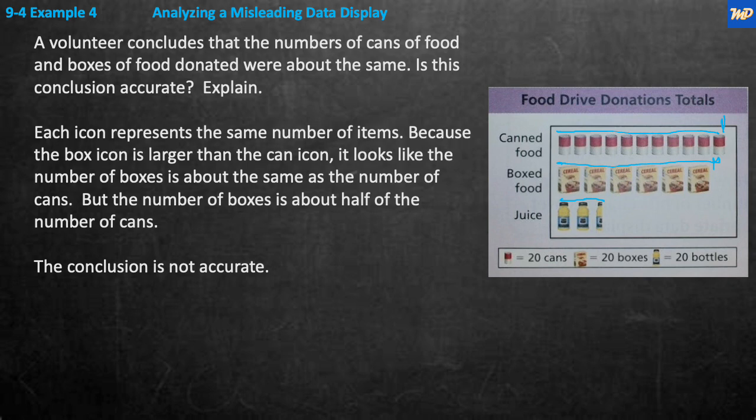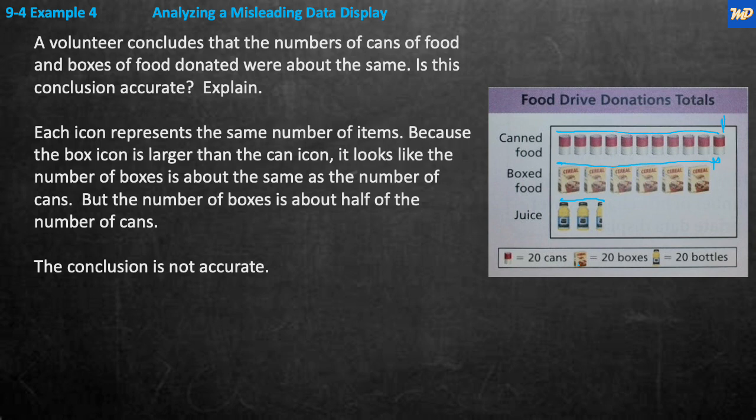The number of donations of cans of food versus boxes of cereal. But if you look at it more closely, you'll see each icon represents the same number of items. So this little can means 20 cans, this box means 20 boxes, and the bottle means 20 bottles. So it's the same one.